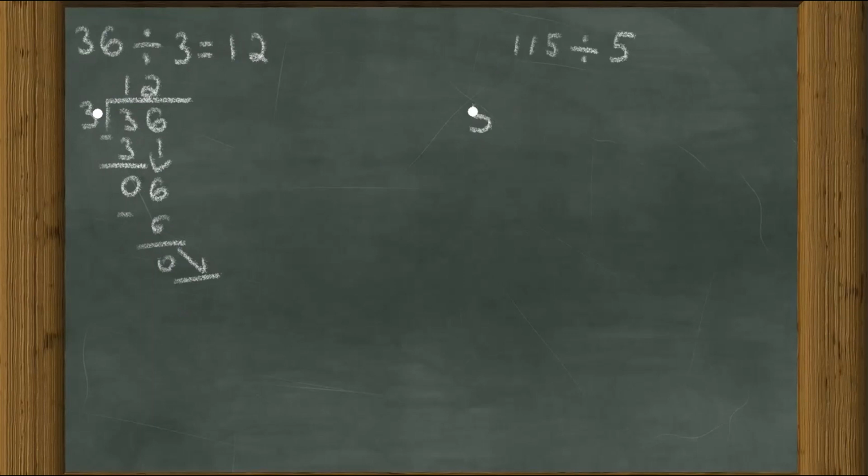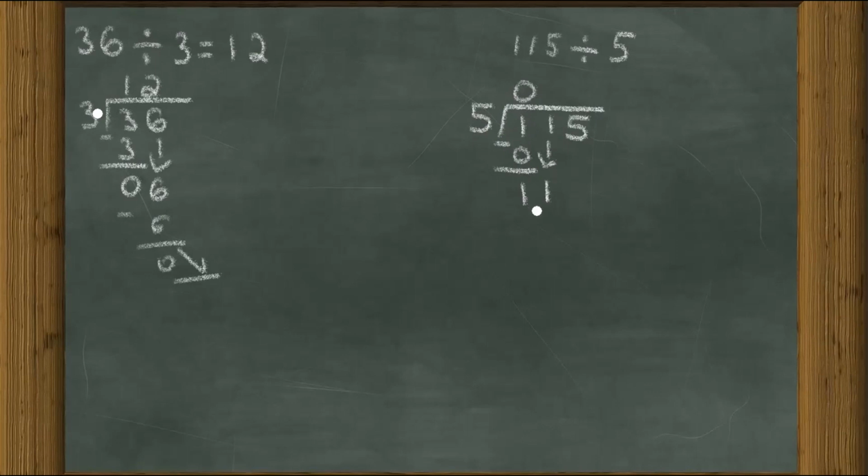So the same first step. We're going to look at the highest valued place value. I know that's 1. Now 5 doesn't fit into 1. So I'm going to put a 0 here. You could also leave this blank, but I'm going to put a 0 here. 0 times 5 is 0. I'm going to subtract this. I'm going to get 1 minus 0 is 1. I'm going to bring down the 1.